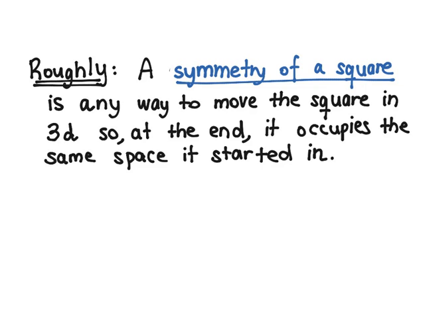As I like to do, I'm going to start by defining this concept in a way that's kind of rough, but good for helping us get some intuition, and then we'll come back and make that rough definition a little more mathematically precise. So roughly, a symmetry of a square is any way to take a square and move it around in 3D, so that at the end, it occupies the same space it started in.